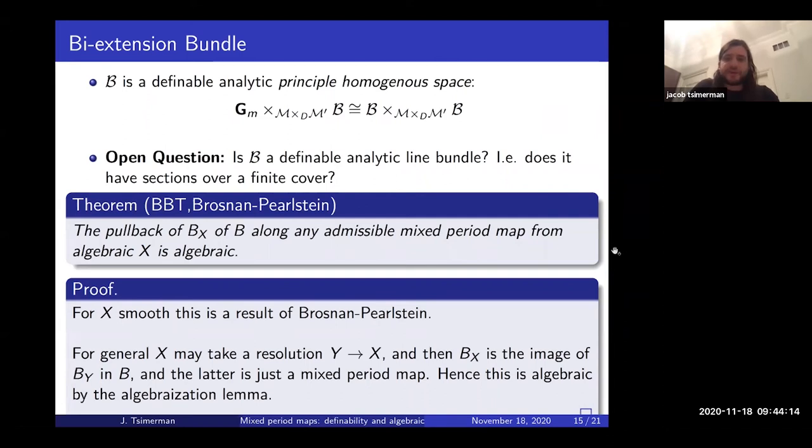Okay, and then for a general X, if X is singular, you do the following trick. First you resolve X by something smooth, and then the pullback to your smooth Y is algebraic by the result of Brosnan and Pearlstein. And what is your pullback to X? Well, it's just the period image. You have a map from B_Y to beta. Beta is just a mixed period domain. It's a weird one because it's a weird fiber product thing, but you can think of it as a moduli space of mixed Hodge structures. So B_X is just the image under a mixed period map of B_Y, and so it's algebraic by the algebraization lemma. That's how you get to the general case using this algebraicity theorem. So all this is to say that this theta bundle that we defined pointwise in fact glues up to give you something algebraic on your base X.